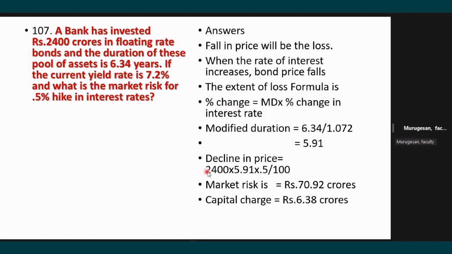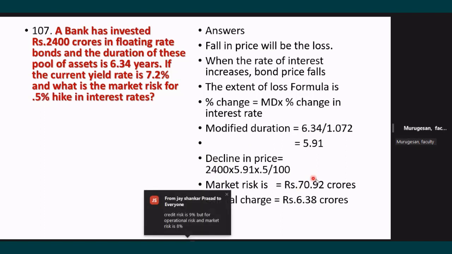No, straight away I have calculated. This is for 1 rupee. This is the change. 5 point is for 1 rupee, but they have already given the value of the portfolio. So the change for 2,400 will be 70.92 crore. The current value is 2,400. The future value, because of the hike in interest rate, may come down by another 71 crore, a loss.